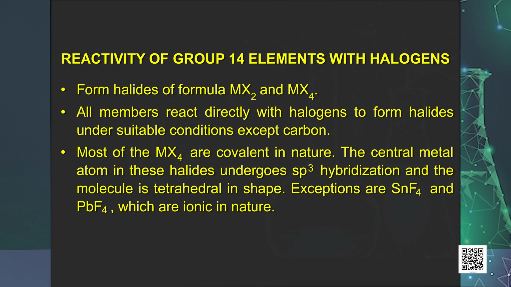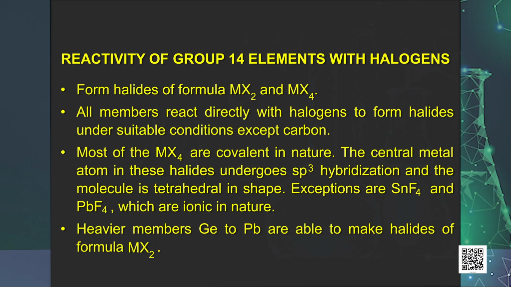The central metal atom in these halides undergoes sp3 hybridization and the molecule is tetrahedral in shape. Exceptions are tetrafluorotin and tetrafluorolead, which are ionic in nature. Do you know that lead iodide does not exist? And do you also know why? Well, let me tell you. It is due to the fact that lead iodide bond initially formed during the reaction does not release enough energy to unpair 6s2 electrons and excite one of them to higher orbital to have 4 unpaired electrons around lead atom. Owing to this very same reason, heavier members germanium to lead are able to make halides of formula MX2.